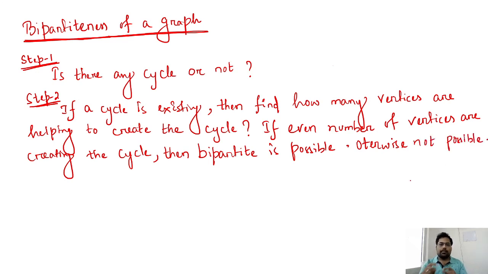Clear? For bipartite, the first step is to check whether a cycle is existing or not. If a cycle is existing, second step, we have to check whether an even number of nodes or vertices are responsible for creating the cycle. If an odd number of vertices are creating the cycle, you have to stop there.